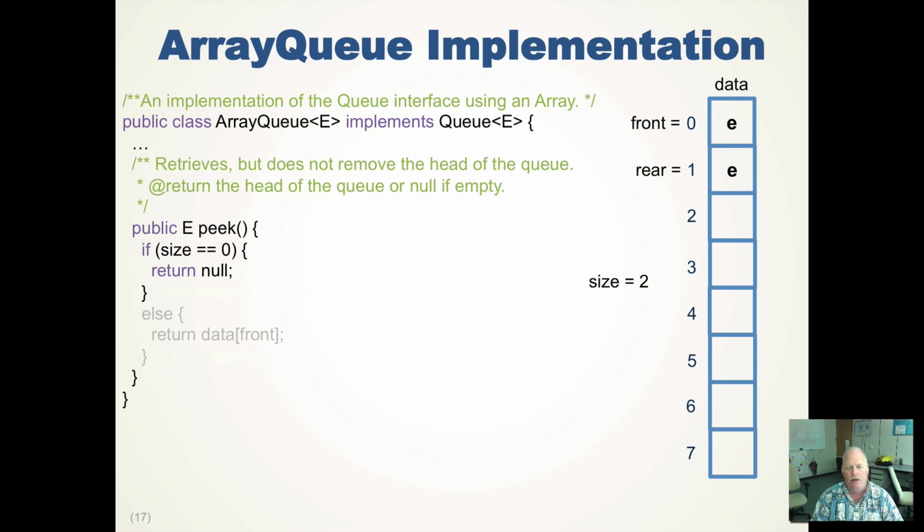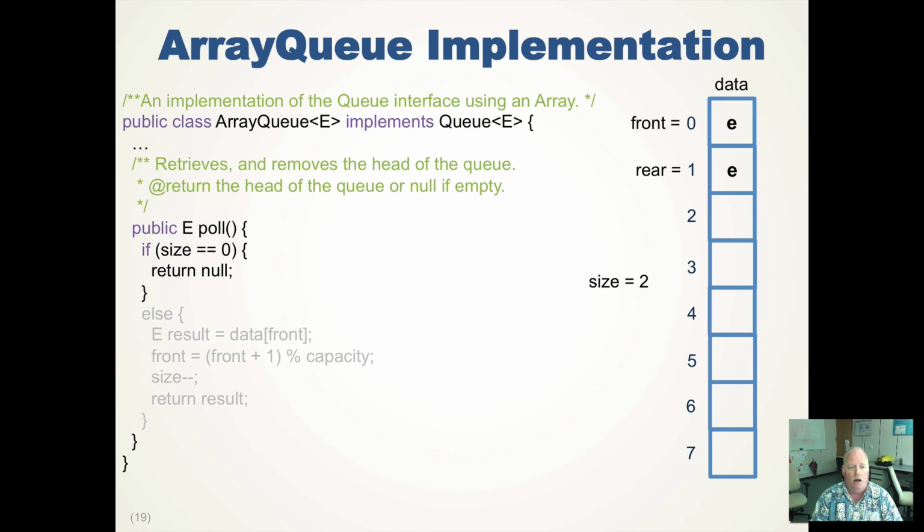Now the peek method doesn't throw an exception, it returns null, so we check the size. If it is 0, we return null, else we return the data at front, the thing at the front of the queue. The poll method, again, is the one that doesn't throw an exception, so if size is 0, we return null.